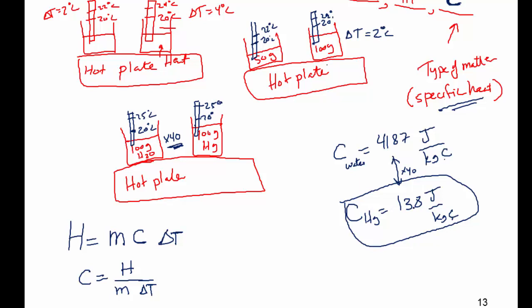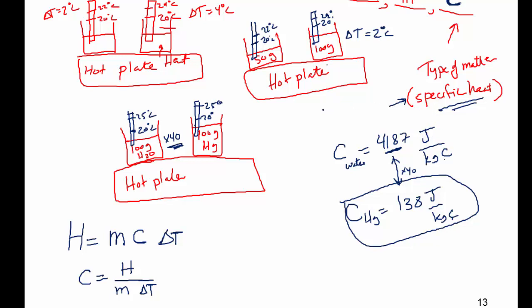And this value, the 138 joule per kilogram Celsius, this means that you need to give mercury 138 joules per 1 kilogram in order to cause 1 degree Celsius increase in its temperature. And the same thing for water, 4,187 joule per kilogram Celsius. It means that you need to give a 1 kilogram mass of water 4,187 joules in order to change its temperature by 1 degree Celsius. So you can see here, the bigger the specific heat, the more heat you need to give to the matter in order to change its temperature.